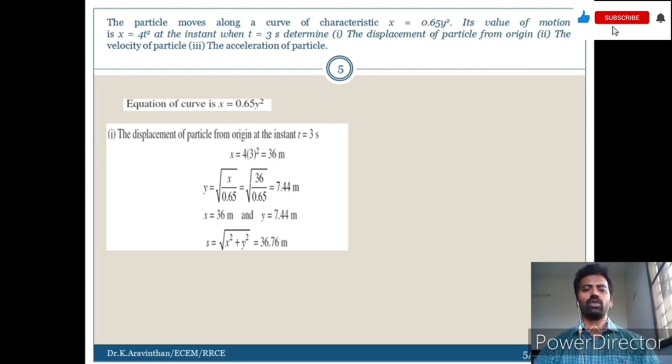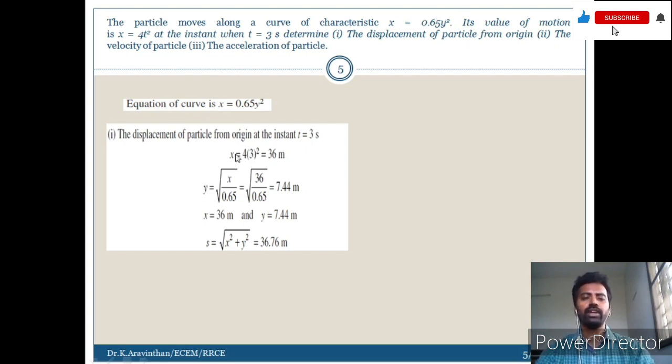So we have to identify the three components. First, let us consider the displacement of the particle. The equation of the curve is x equal to 0.65 y square, but whenever we are identifying the displacement of the object, we will use x equal to 4t square. So this is the object equation. So t here is 3 seconds. You will be getting 36 meter as the distance travelled at 3 seconds.